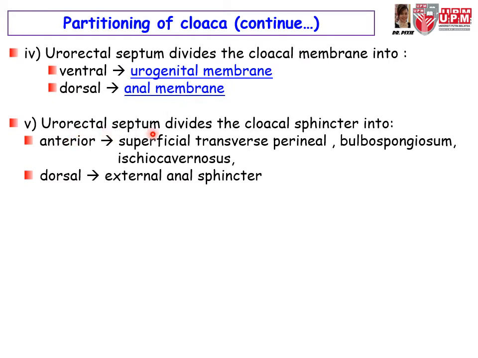The urorectal septum divides the cloacal sphincter into an anterior or ventral part and a dorsal part as well. Anteriorly, the cloacal sphincter will become the superficial transverse perineal muscles, bulbospongiosus and ischiocavernosus. Whereas dorsally, it becomes the structure related to the anus, that is the external anal sphincter.